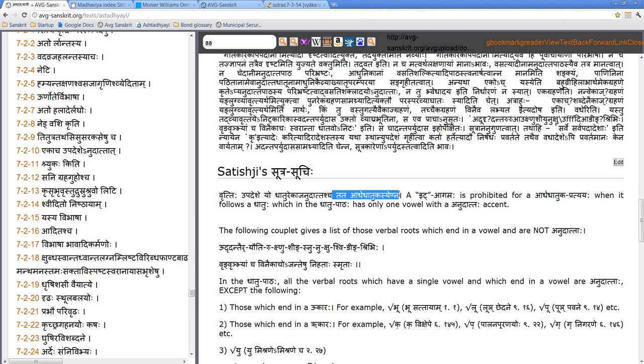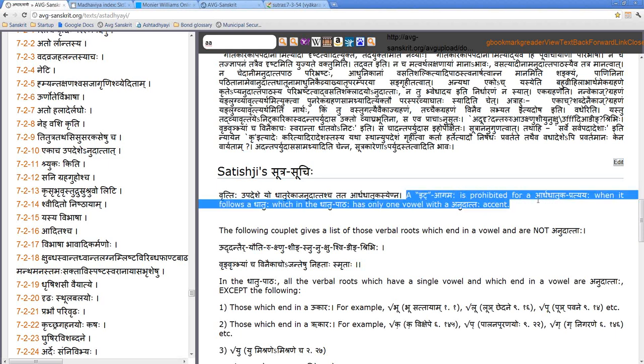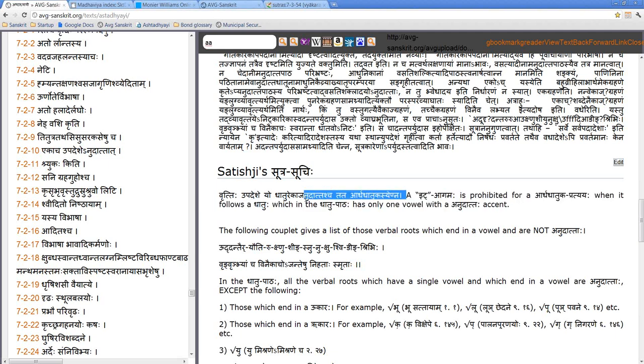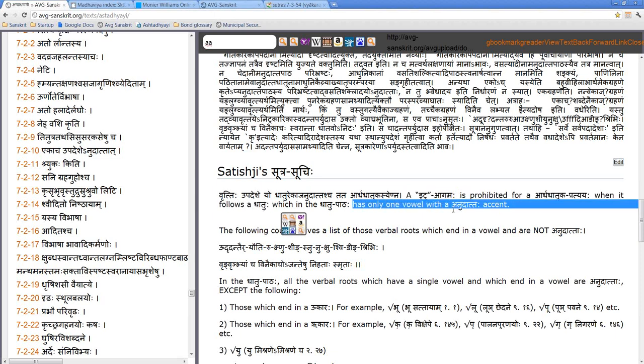I remind you one more time that the idagama comes to the pratyaya, not to the dhatu. Always keep that in mind. Such a dhatu will disallow the idagama: the pratyaya, which is ardhadhatuka and valadi, which would have taken the idagama by 7-2-35, will be stopped by 7-2-10. Now you see why 7-2-10 is so important. It prevents a valadi ardhadhatuka pratyaya, which would have taken the agama by 7-2-35, from taking it if that pratyaya follows a dhatu which in the dhatu patha is ekach, and that single vowel has the anudatta swara. Okay. So the vritti says the idagama is prohibited for an ardhadhatuka pratyaya when it follows a dhatu which in the dhatu patha has only one vowel with anudatta swara.